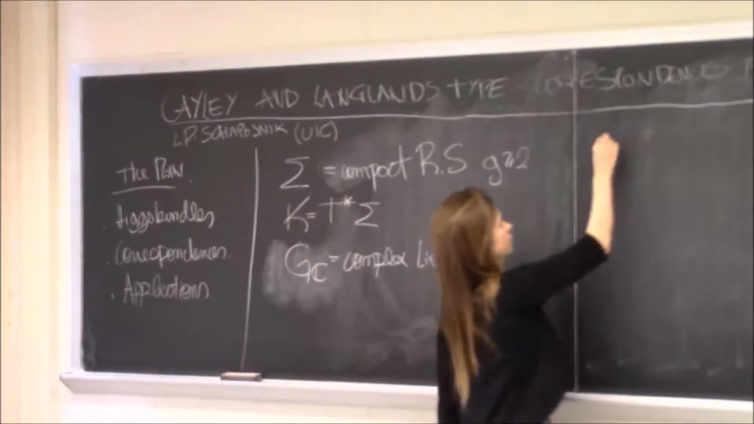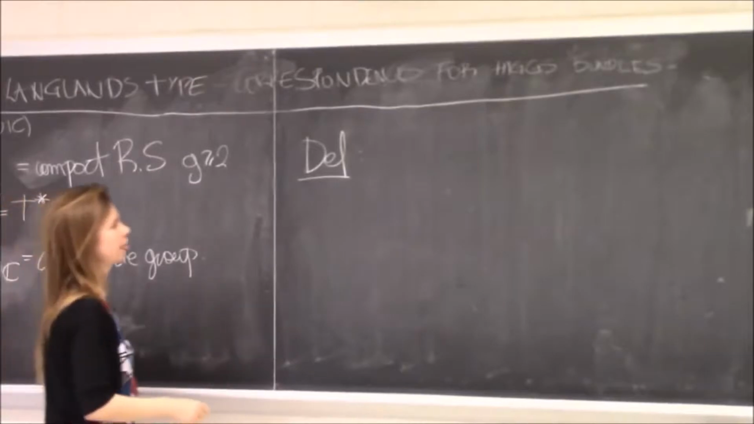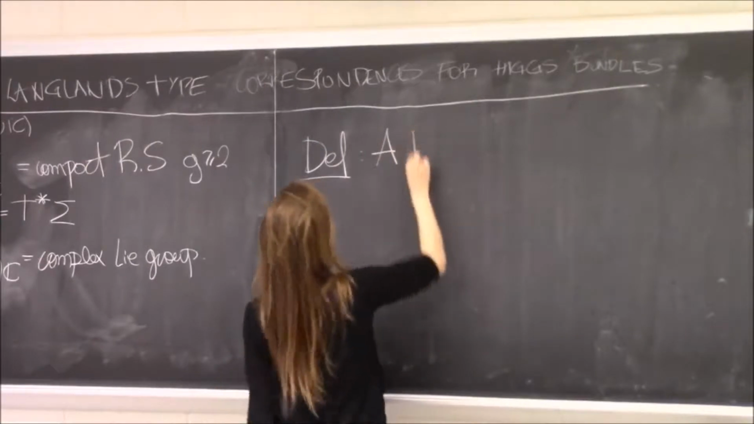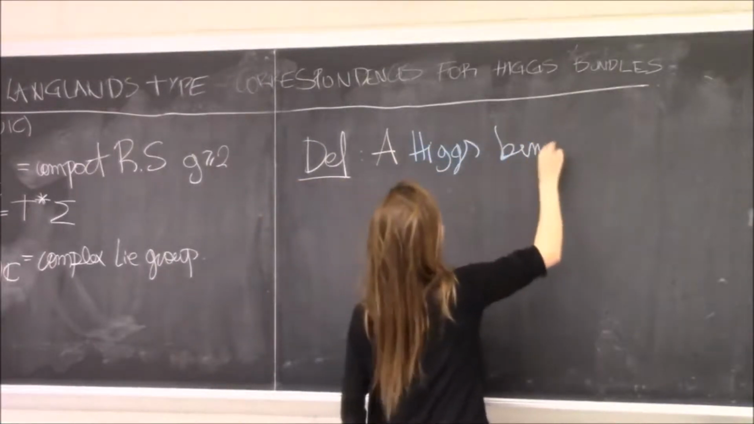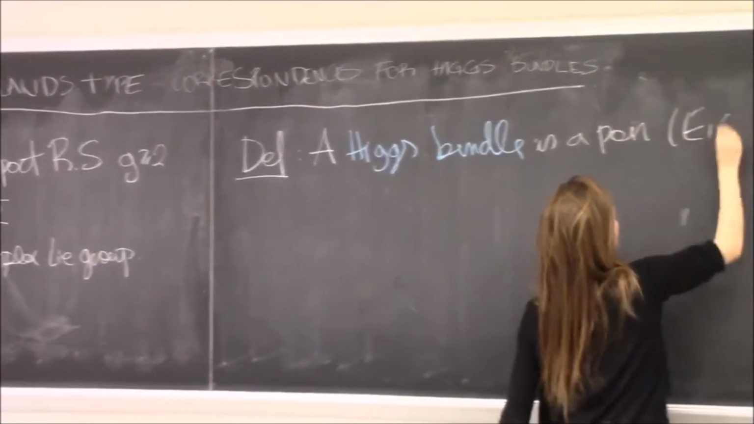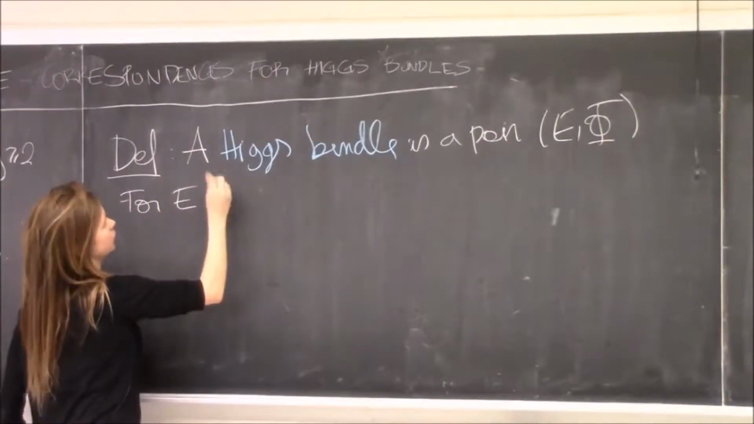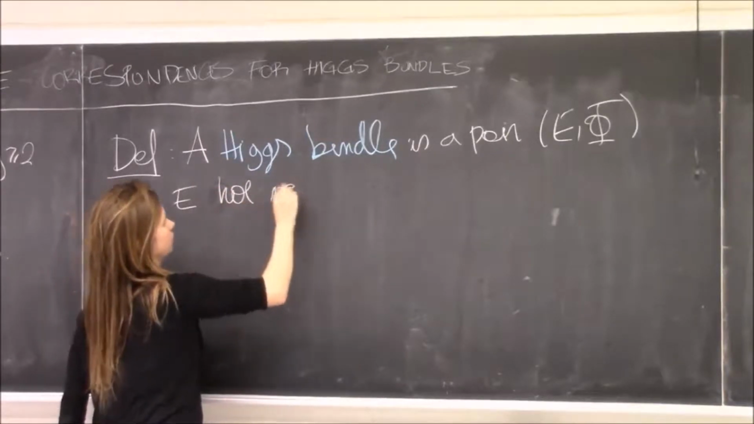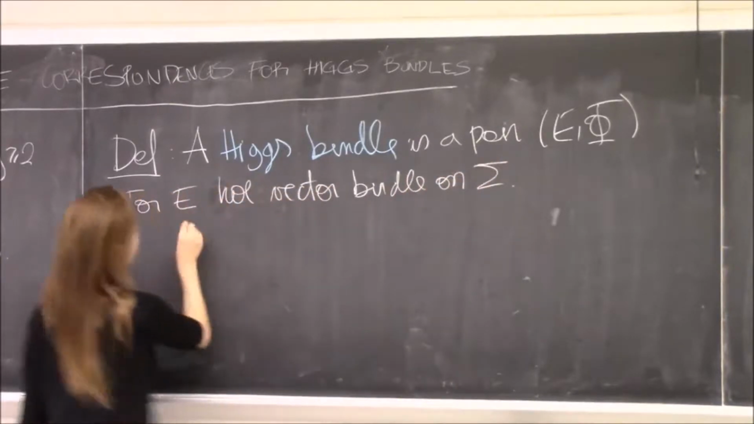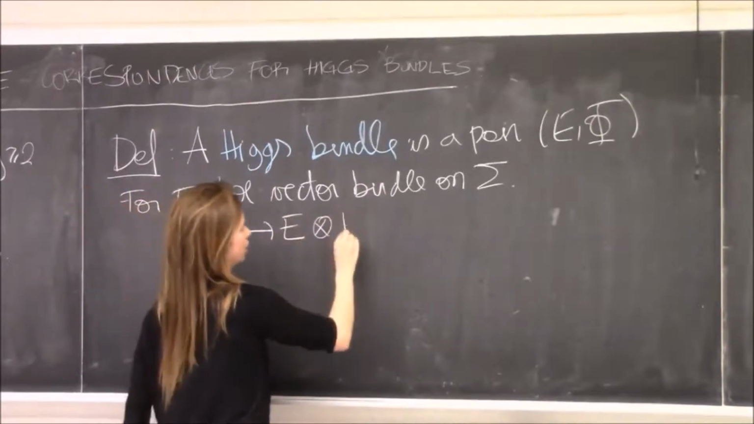So recall that Higgs bundles were originally introduced back in '87 by Nigel Hitchin when studying the self-duality equations. A Higgs bundle is a pair (E, phi) on the Riemann surface, where E is a holomorphic vector bundle on sigma, and phi is a holomorphic section that goes from E to E tensored with K.